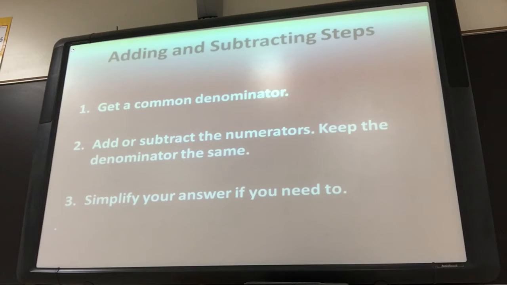So these are 3 steps we want to follow when adding and subtracting fractions. Step 1 is to make sure we get a common denominator if we don't already have one. Once we've got the same number on the bottom, that number is not going to change. It's going to stay the same. From there, we just add or subtract the numerators, the top numbers. So make sure you do not add or subtract the numbers on the bottom, just what's on top.